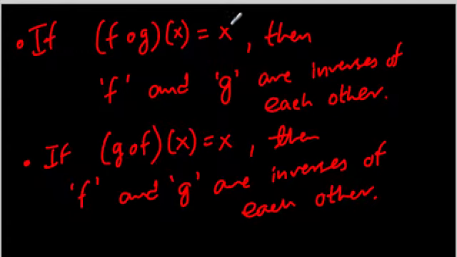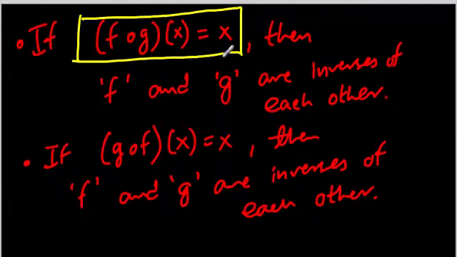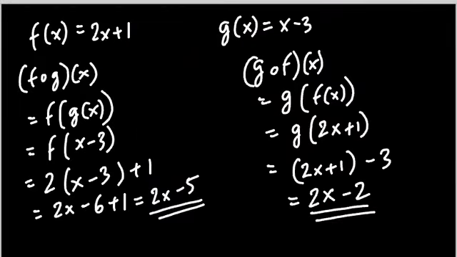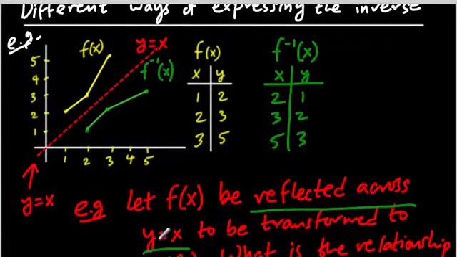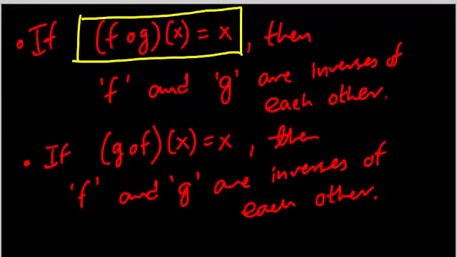I hope that makes sense. This is actually a very crucial statement. This is the third way that we're going to describe inverse functions. The first way is simply saying inverse. The second way is saying that it's reflected across y equals x. And the third way is saying that if the composition of two functions is equal to x, then we automatically know that these two functions are inverses of each other. In the next video, I'm going to show you an example of how we can implement this. So I'll see you there.